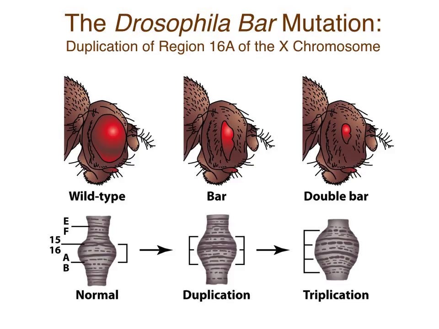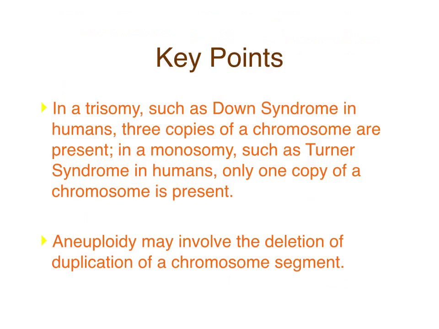So you go from the double bar, which is this really tiny eye, to this intermediate eye, and you associate that with this particular region. In this particular region, then you're saying, okay, this region has something to do with eye morphology. So it's the first step in really identifying where these genes are and what they're doing. And then here's the wild type. Okay, so there are some real life examples of that.